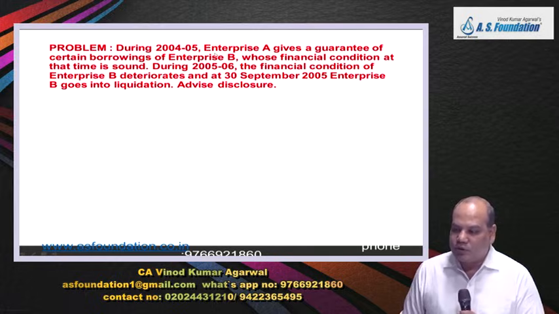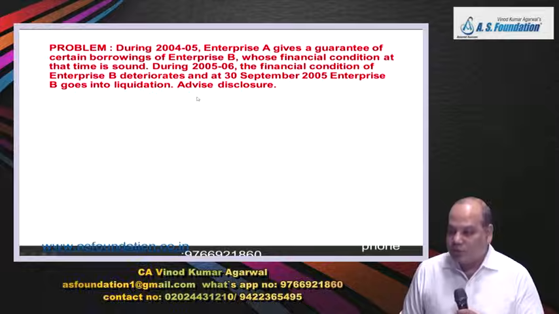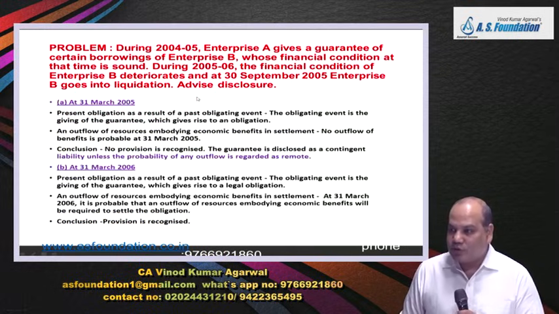In 2005, contingent liability, because it's a possible obligation. But in 2006, it has become a present obligation. As the party, that is Enterprise B, his condition has become very bad, goes into liquidation, and therefore you might be called to pay the guaranteed amount. So there is a present obligation, outflow of resources, past event, and a reliable estimate can be made. So in this case, the answer will be on 31st March 2006, a provision would be required. So this way you have to present the answer in the exam. Otherwise you will write 31st March 2005, CL; 31st March 2006, provision. That's it.